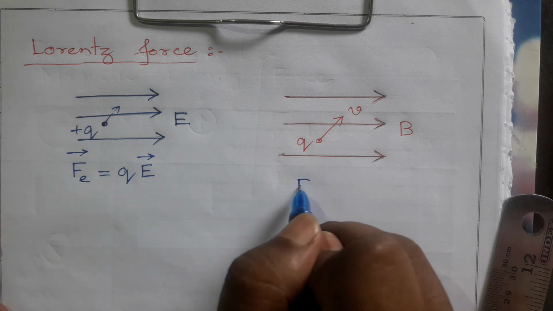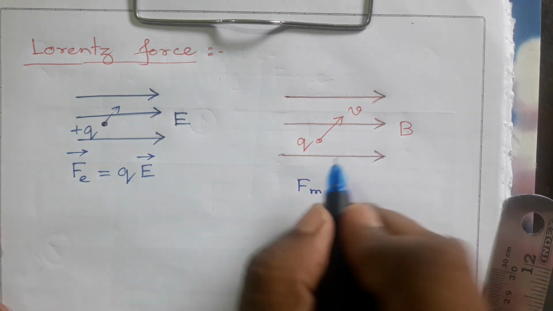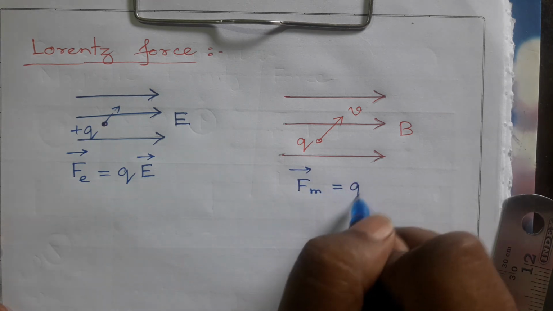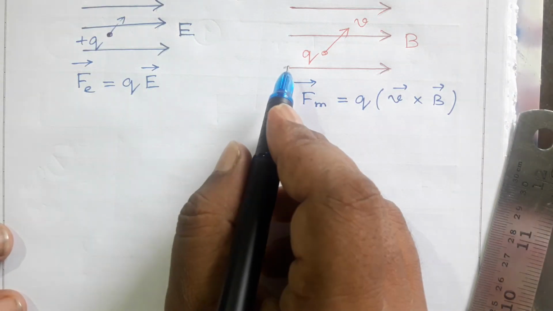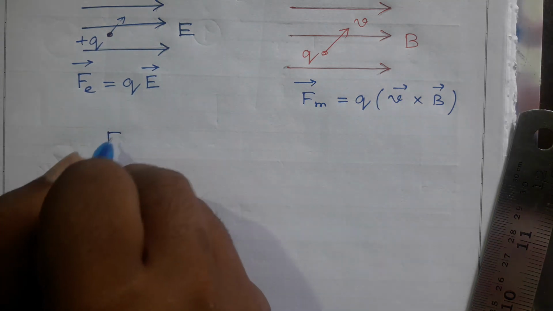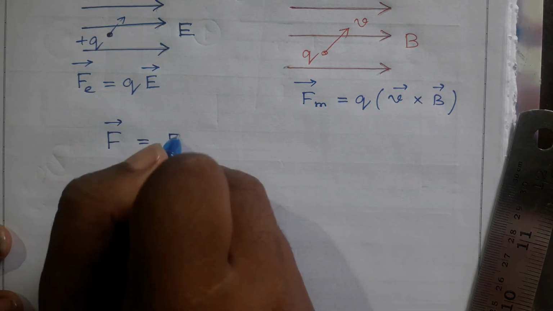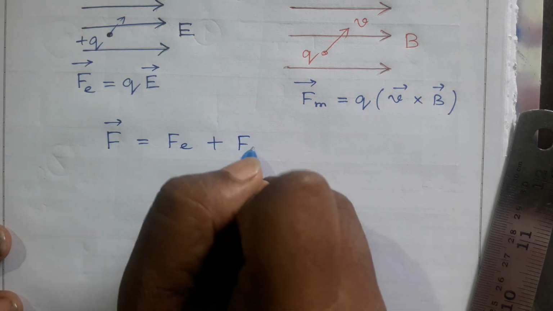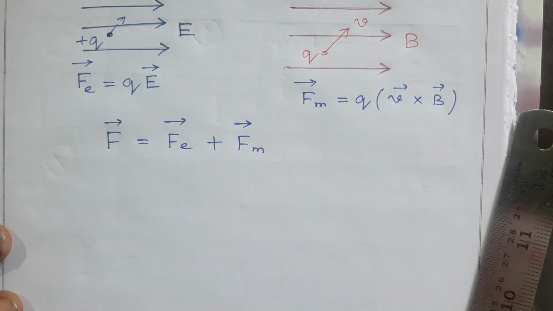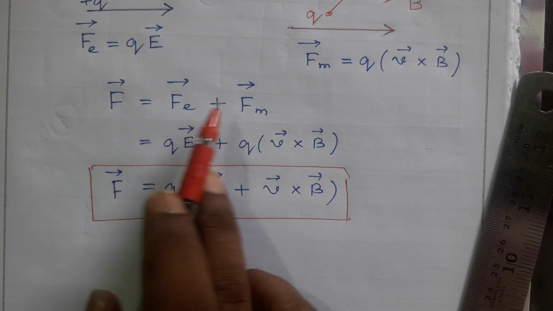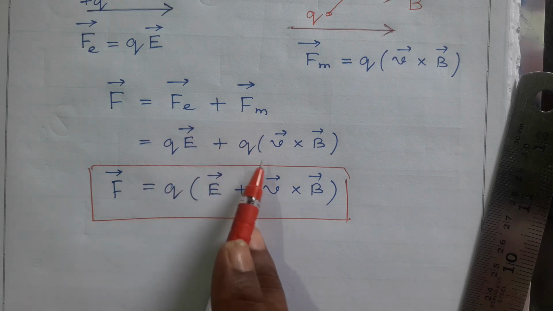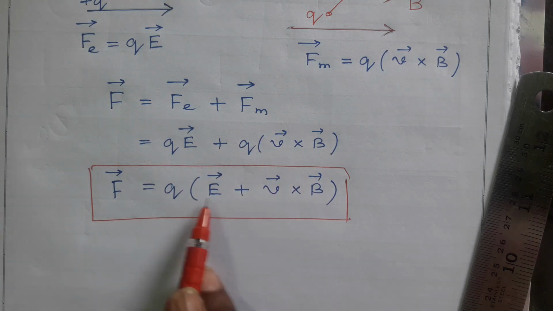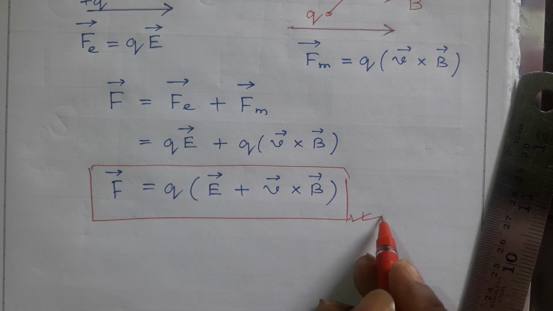And what is the force due to the magnetic field? When a charge is placed in a magnetic field, the force due to the magnetic field, we have just learned, is Q V cross B. Now if you have a place where both the fields are present together, then what is the total force? The total force will be the force due to the electric field plus the force due to the magnetic field. You just add them. The electric force is QE, the magnetic force is Q V cross B. Q is common, so Q times E plus V cross B. This force is known as Lorentz force.